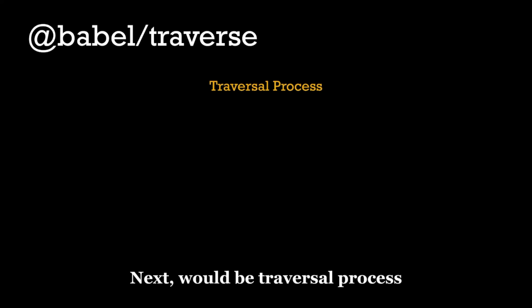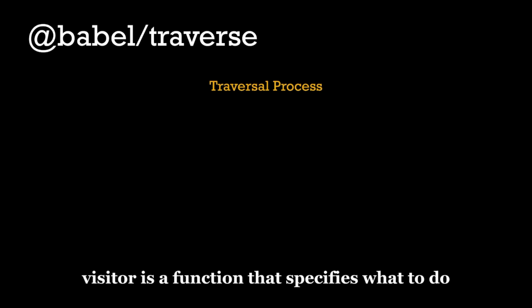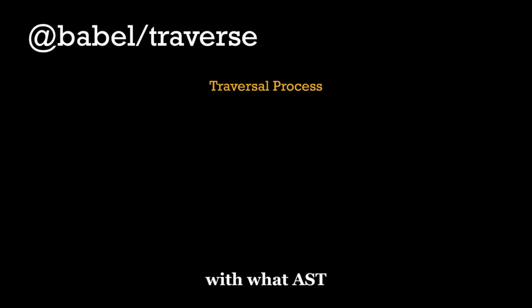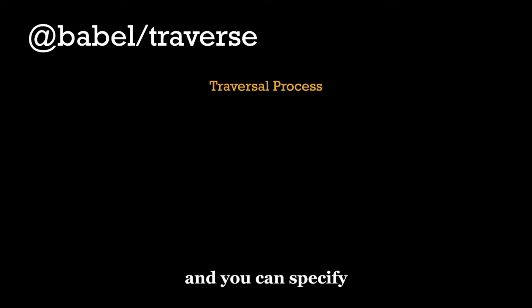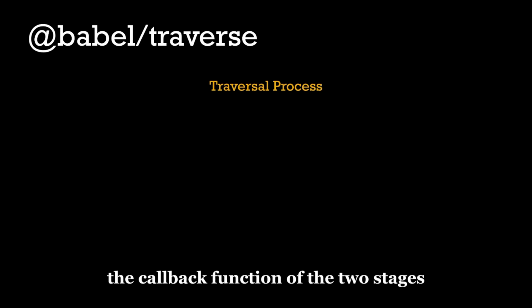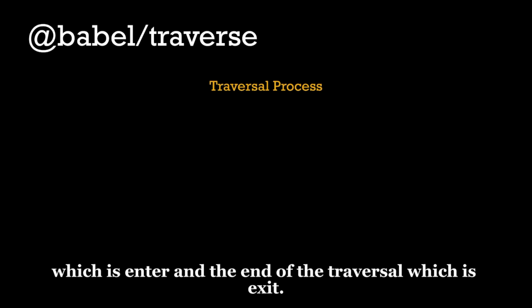Next will be the traversal process. Visitor is a function that specifies what to do with the AST, with what AST, and Babel will call them when traversing the corresponding AST. And you can specify the callback function of the two stages, beginning of the traversal, which is enter, and the end of the traversal, which is exit.